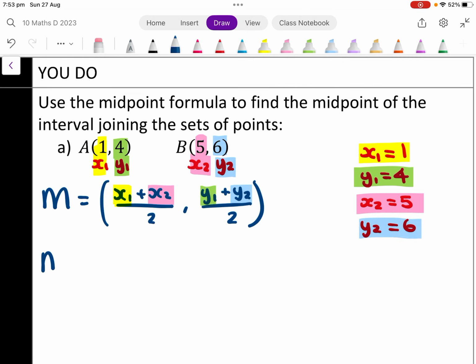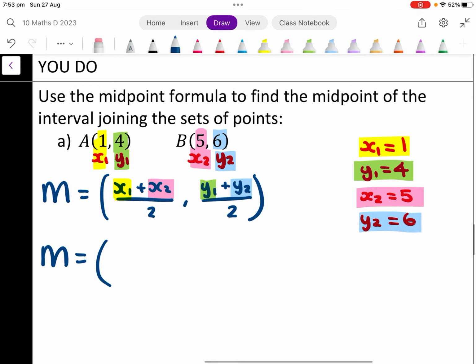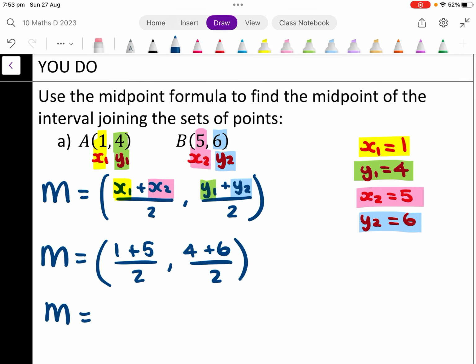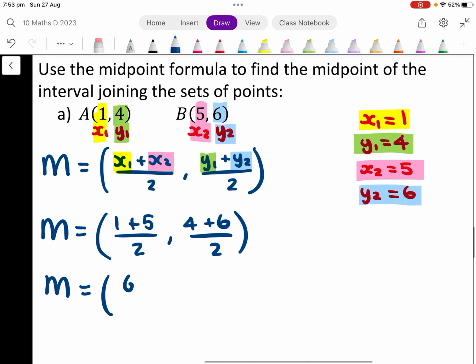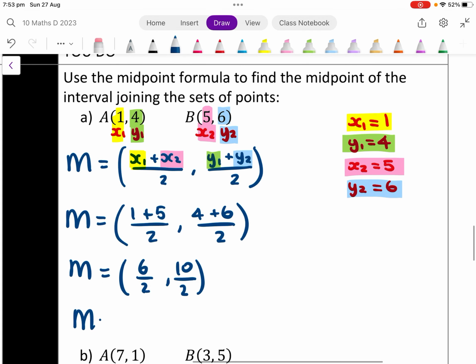So when we replace these, you should have gotten m equals our x1 of 1 plus our x2 of 5 all over 2, and then our y1 of 4 plus our y2 of 6 all over 2. We then want to add the numerators together. So 1 plus 5 is 6 all over 2, and 4 plus 6 is 10 all over 2. Now 6 divided by 2 is 3, and 10 divided by 2 is 5. So that means that our midpoint of the two coordinates is the point (3, 5).